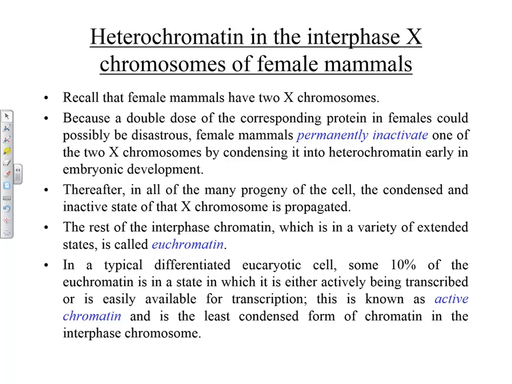Now, one very good example of heterochromatin packing is in the X chromosomes of female mammals, right? Recall that males have one X chromosome and a Y chromosome. Females have two X chromosomes in every cell. But if you have two X chromosomes, then the two X chromosomes will produce a double dose of that corresponding protein, right? So that will be disastrous, right? So because of that, female mammals will permanently inactivate one of the two X chromosomes by condensing it into heterochromatin very early in embryonic development, right? Very, very early in life, it is decided whether it is the paternal X chromosome or the maternal X chromosome that will get inactivated. And it will be different in different cells, okay?